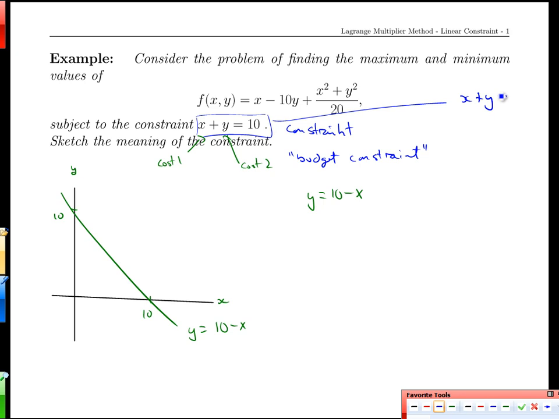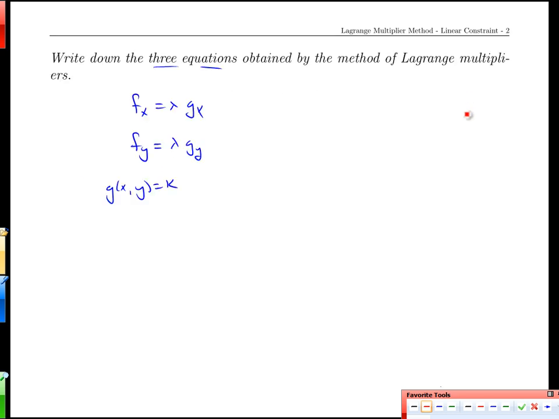x plus y equals 10. That can be thought of or written as g of x, y equals some constant k, and that's where we derive this new function g. We can think of x plus y equals 10 being a line, or we can think of it as being one contour among many lines, and that's how we choose to interpret it when we're talking about Lagrange multipliers. We've got g of x, y as being the x plus y. We can use that on the next page.